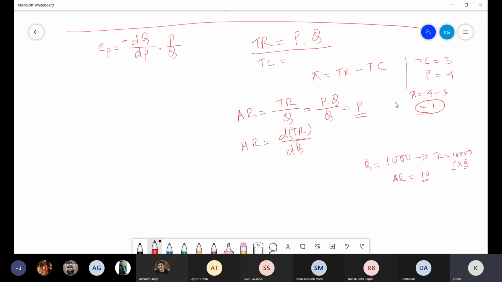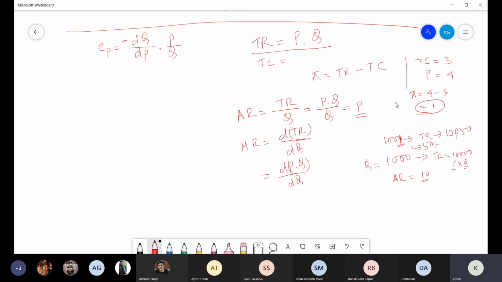But what is marginal revenue? Marginal revenue is this: if you produce say the 1,001st unit, and because of that your total revenue increases to, suppose, 10,050, then the marginal revenue for the 1,001st unit is 50 rupees. This is your marginal revenue. If you produce one additional unit of that particular product, whatever additional revenue you generate is nothing but marginal revenue. That is the first order derivative, D of P into Q divided by DQ.